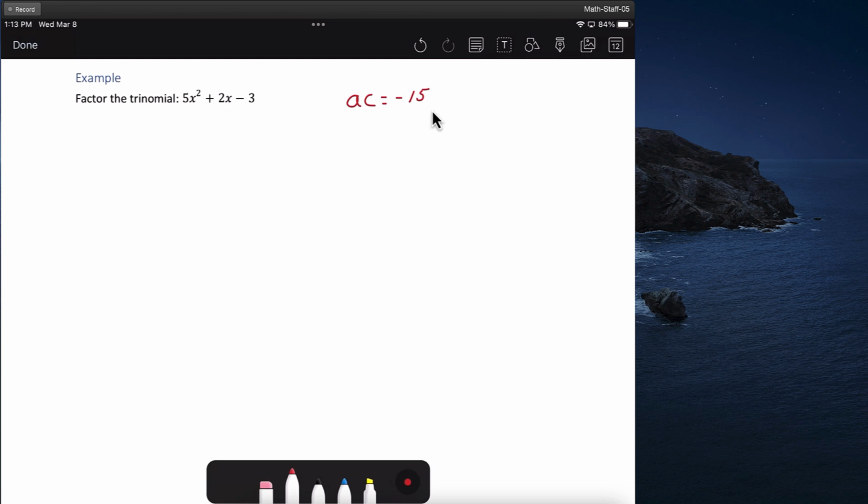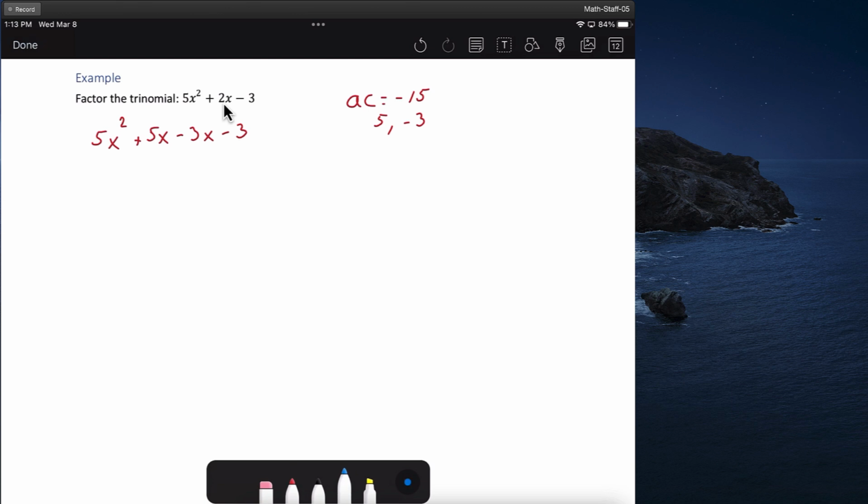We want two numbers, two integers, whose product is negative 15 and whose sum is positive 2. Think about that for a minute, and it looks like 5 and negative 3 will work. They multiply to give us negative 15, they add to give us positive 2. So we'll rewrite the original trinomial as 5x squared plus 5x minus 3x minus 3.